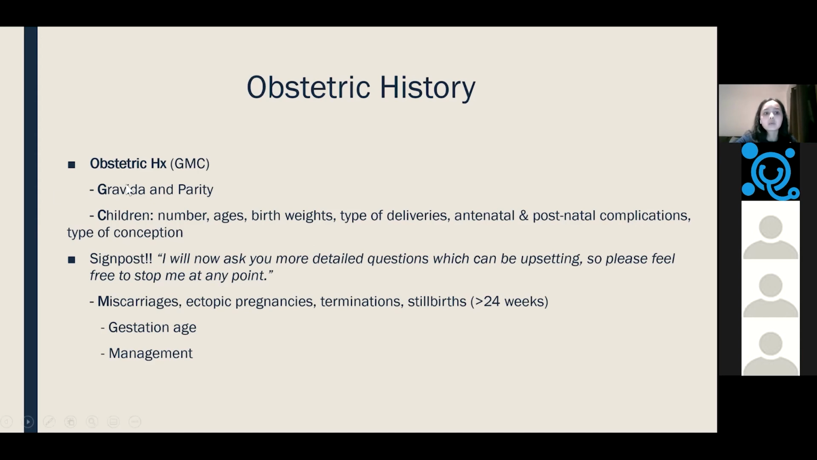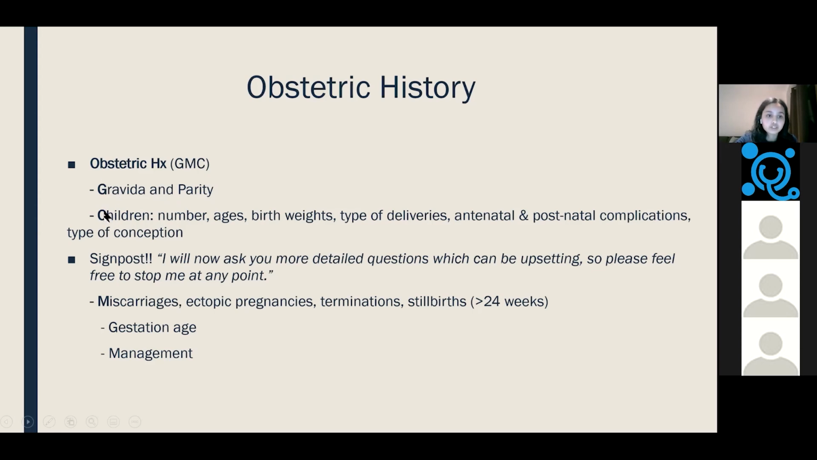So if they were, for example, pregnant once in the past, right, gravida 1, but it was a miscarriage or it was a termination, the parity would still be 0 because it wasn't a viable pregnancy. But for example, if they had 2 pregnancies and they have 2 children, then it's going to be gravida 2, parity 2. Okay.